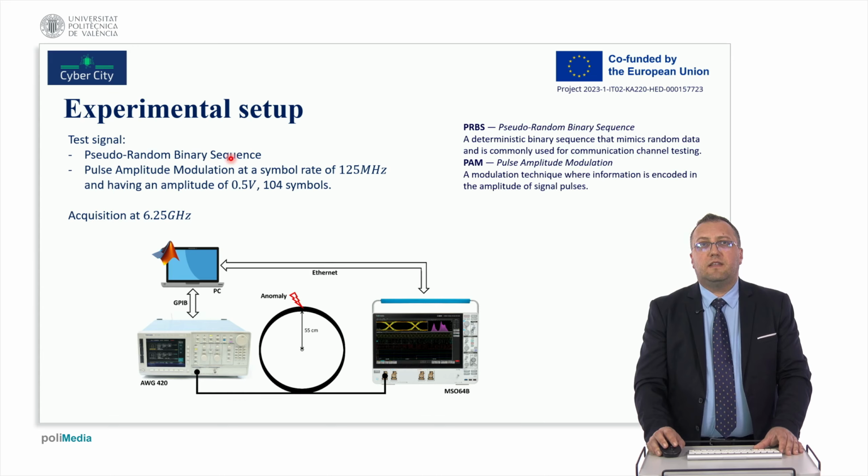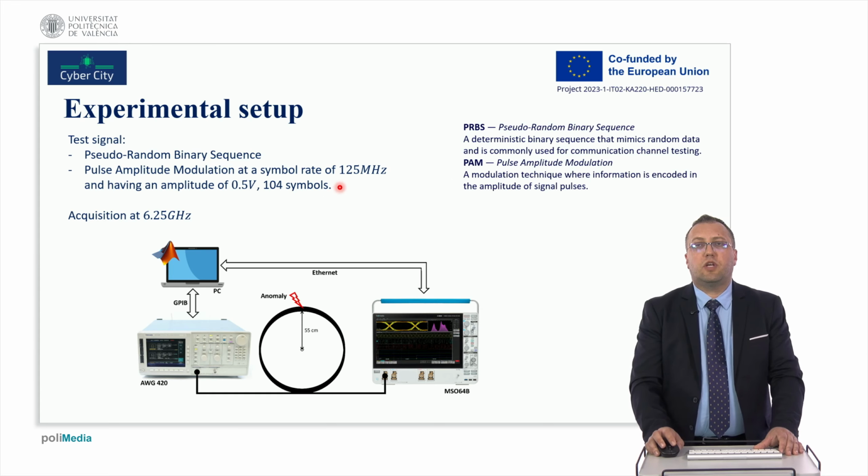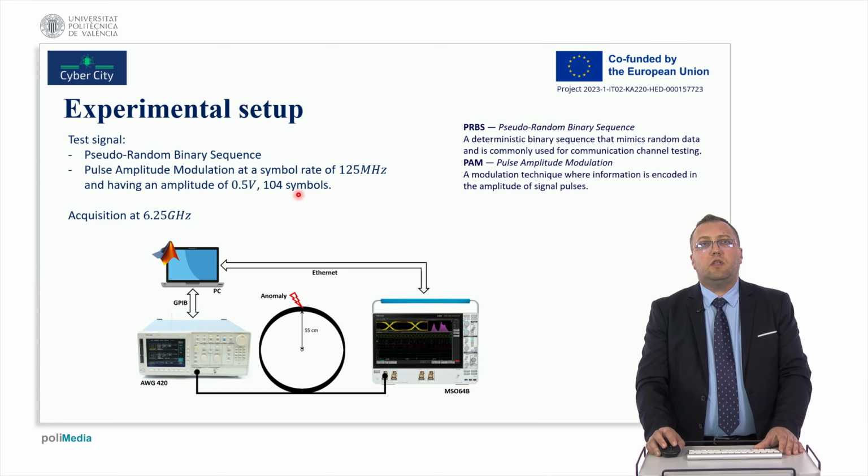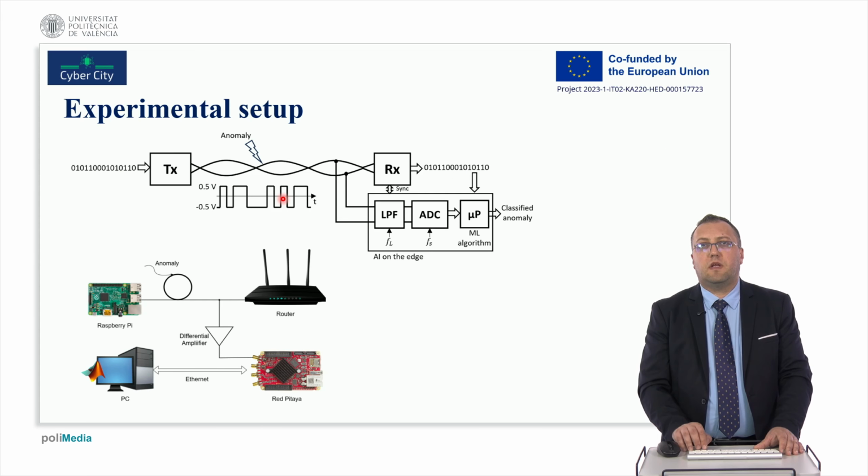As the test signal, in this case, a pseudo-random binary sequence was used. This is a deterministic binary sequence that mimics random data, and it is commonly used for communication channel testing. It is used with a pulse amplitude modulation technique, working at a symbol rate of 125 megahertz, having an amplitude of 0.5 volt, and a payload length of 104 symbols, to mimic this setup.